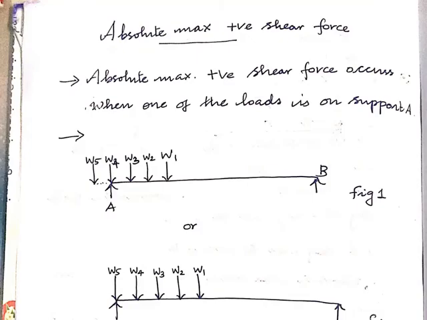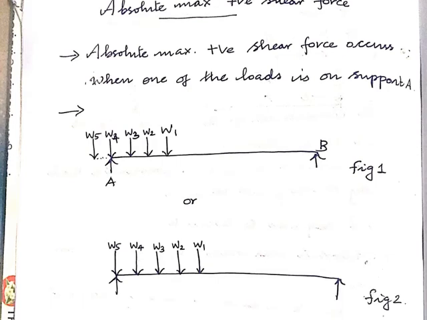So first of all, let's see how to calculate the absolute maximum positive shear force on the beam, what is the load position, how the load should be placed to have the absolute maximum positive shear force on the beam, and what is the value of absolute maximum positive shear force on the beam. So absolute maximum positive shear force occurs when one of the loads is on support A.